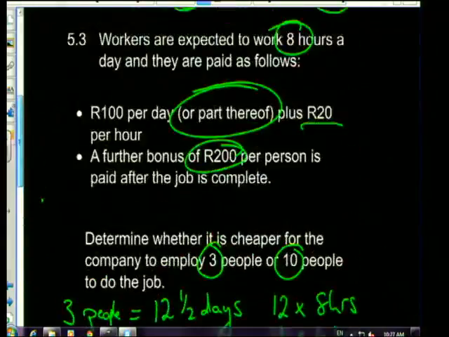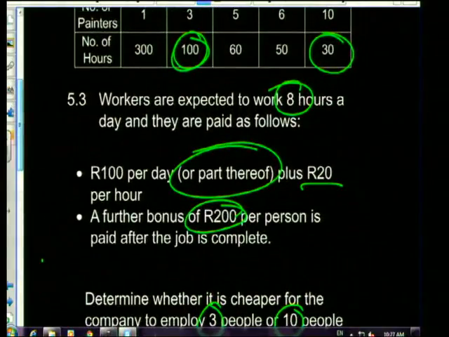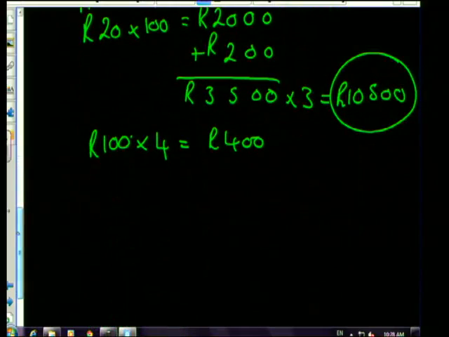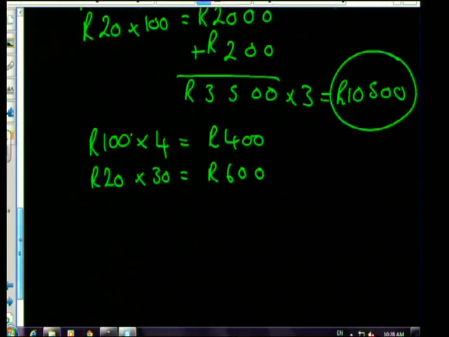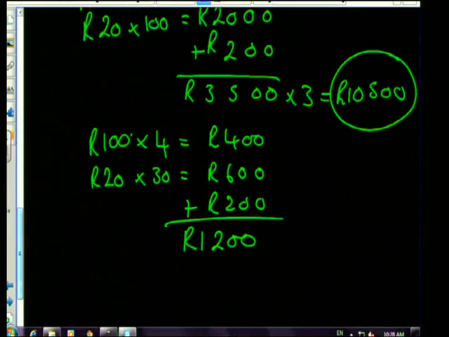We're also told that we're paying them 20 Rand an hour, and they're working 30 hours. So we're getting 20 Rand for 30 hours, which is going to work out to being another 600 Rand. Then we're paying them each 200 Rand for completing the job. So they're getting another 200 Rand. So each guy here lands up getting 1,200 Rand.